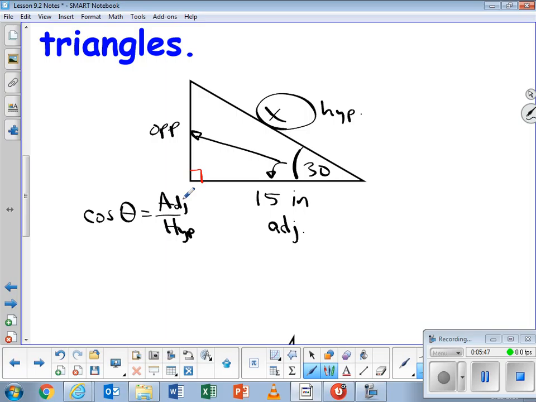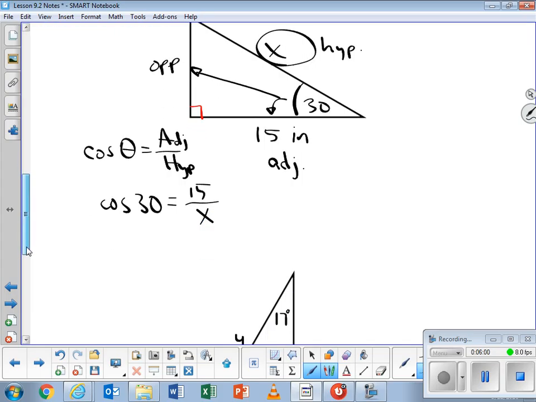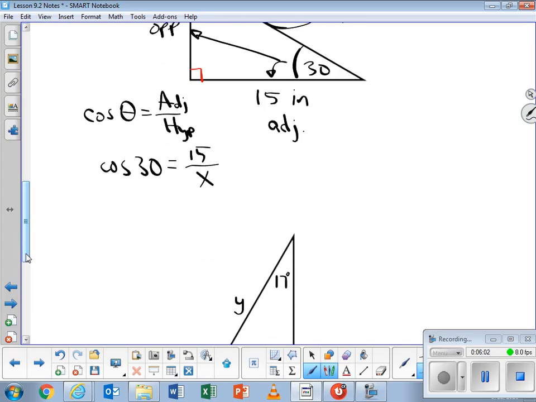Okay? And what's our angle? 30. What's our adjacent side? 15. What's our hypotenuse? X. This is a good example because it gives us a chance to practice what I told you yesterday, right? So if you weren't here yesterday, you want to make sure you're watching.